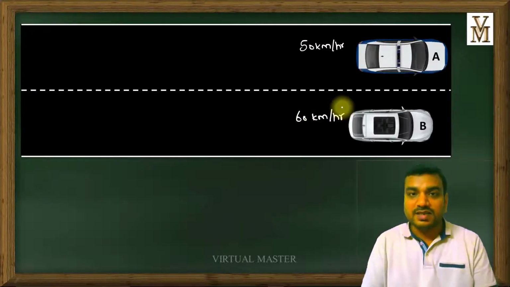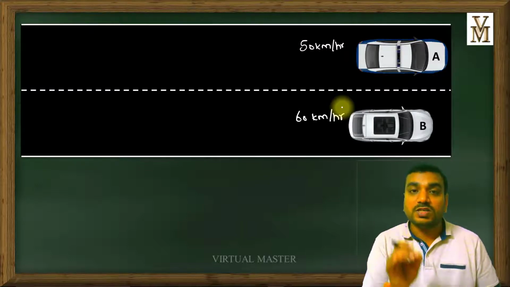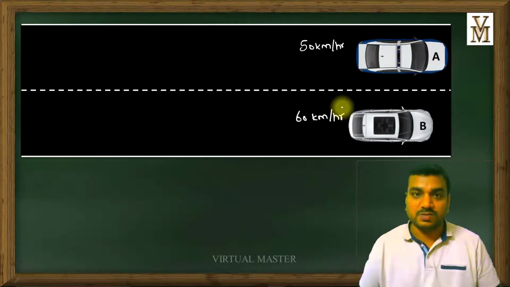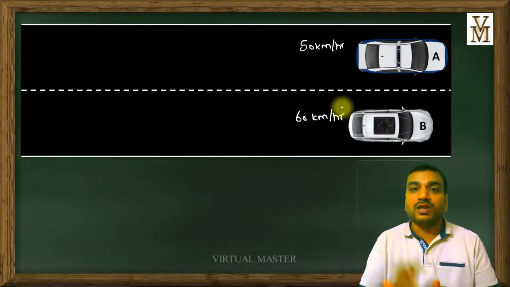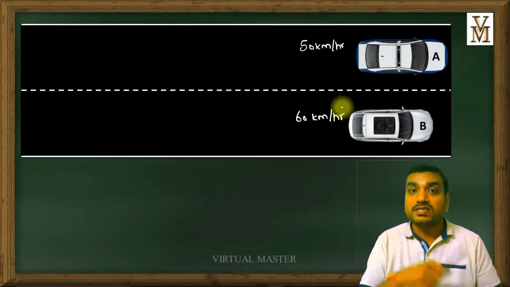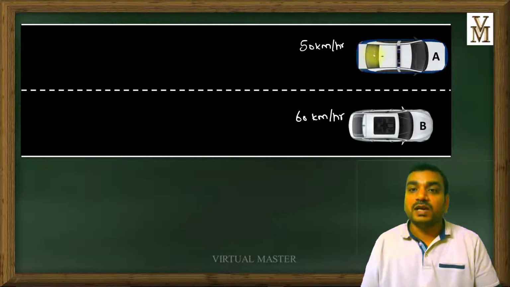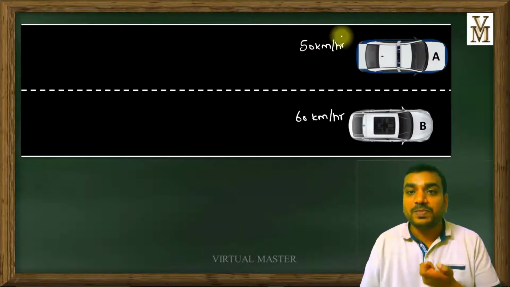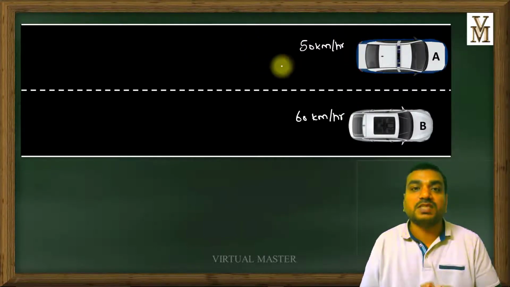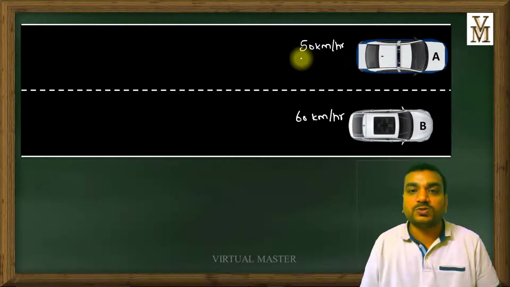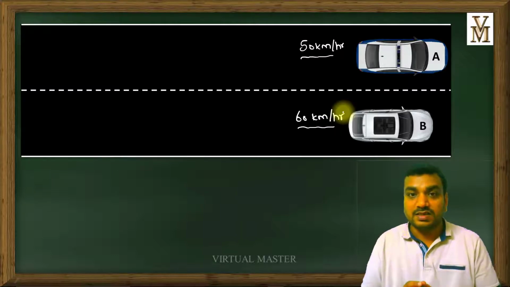As we have already discussed, if we want to measure the velocity of any object, we need one reference point, isn't it? Generally, for a moving object or the vehicles, we take earth or road as the reference point, isn't it? So, in this case, we are measuring the velocity of car A and car B by taking road as the reference point. That is, we are measuring the velocity of car A and car B with respect to the road, and it is equals to 50 km per hour and 60 km per hour, isn't it?